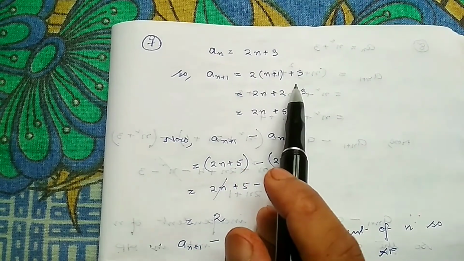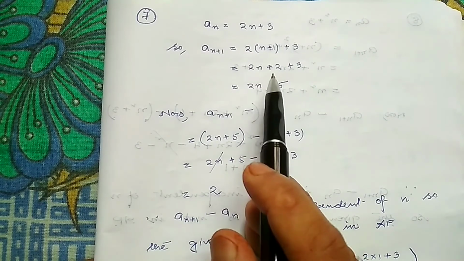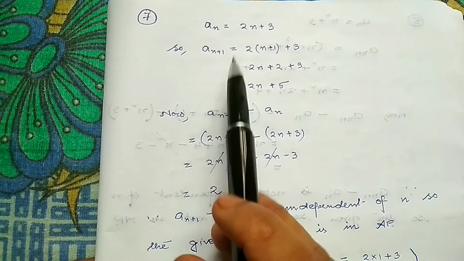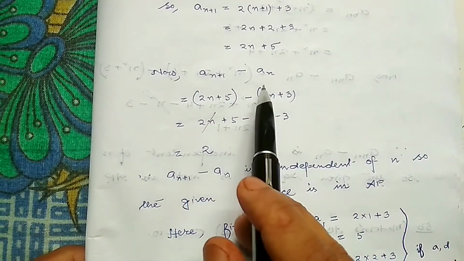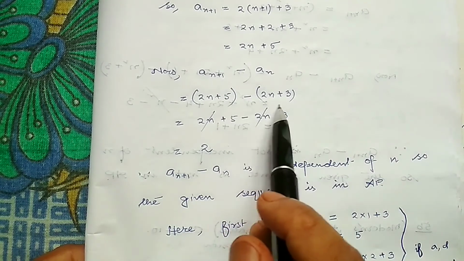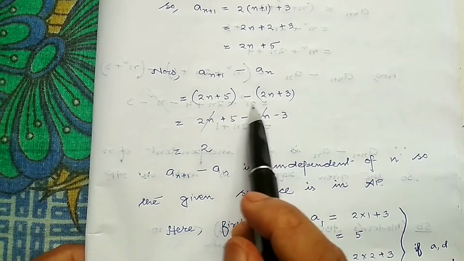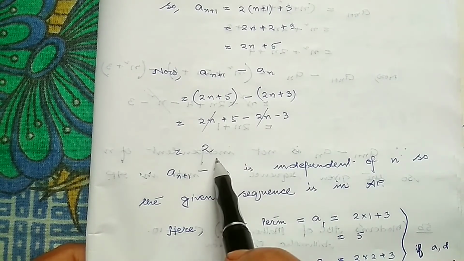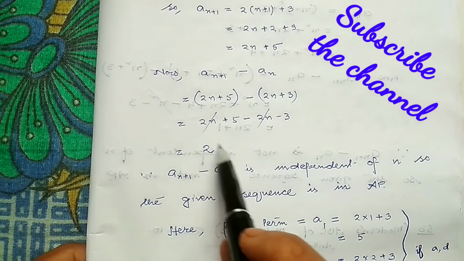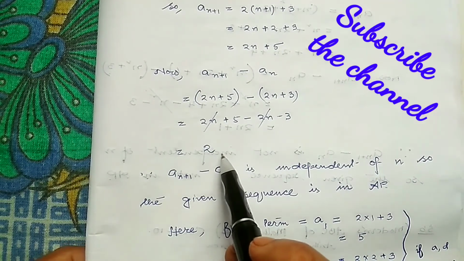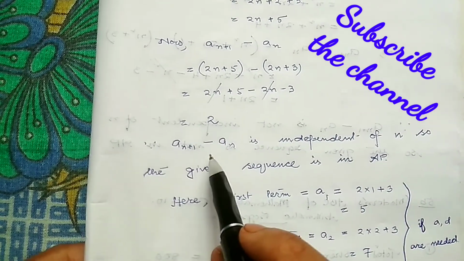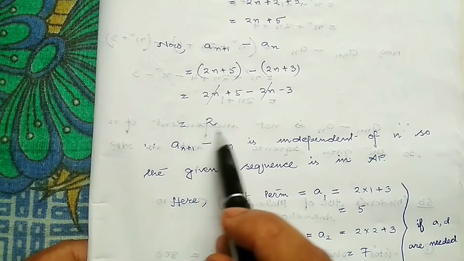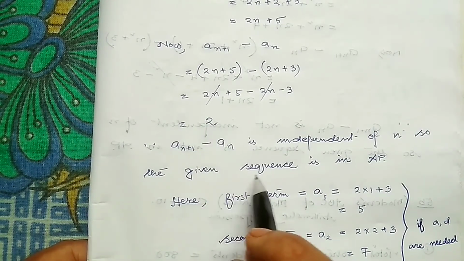2 into n plus 1 plus 3. So 2 into n, 2n plus 2 plus 3, you got 2n plus 5. Now you subtract a n plus 1 minus a n. That is a n plus 1 minus a n will be 2n plus 5 minus 2n plus 3. 2n plus 5 minus 2n minus 3. 2n minus 2n cancels. 5 minus 3, 2. And as you can see in the answer, it is independent of n. No n is there. Since a n plus 1 minus a n is independent of n, that means in the final difference, there should not be any n, any variable. The given sequence is in AP.